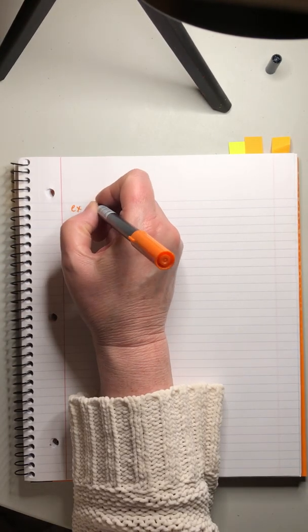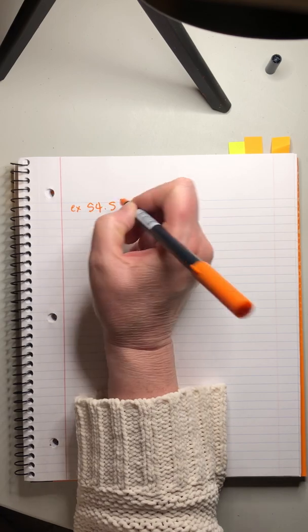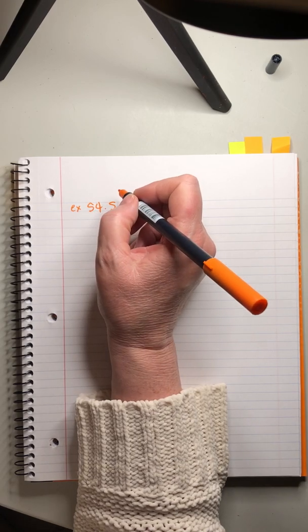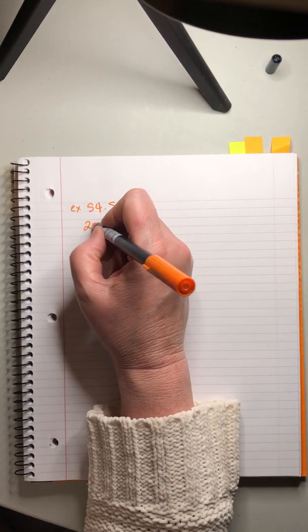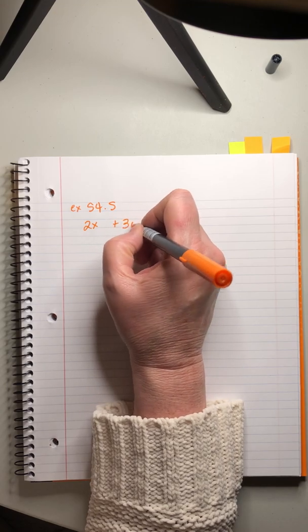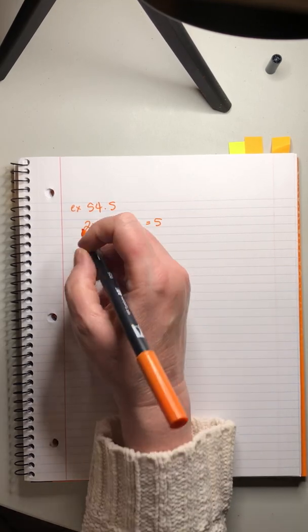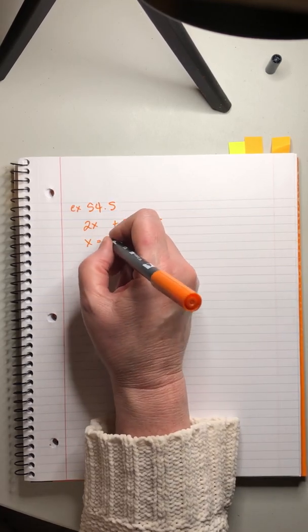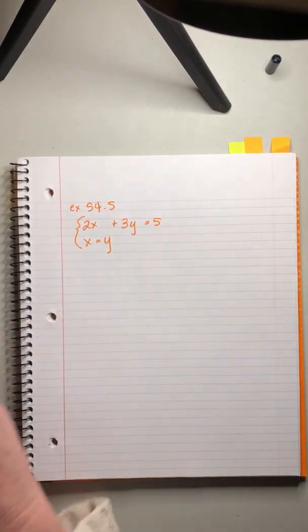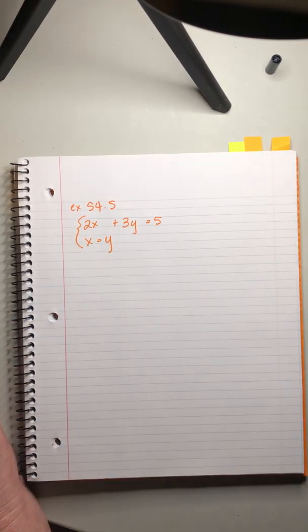54.5. Use substitution to solve for x and y. 2x plus 3y equals 5. And, oh, look at this one. This one looks really weird, right? Okay, don't let it trip you out.